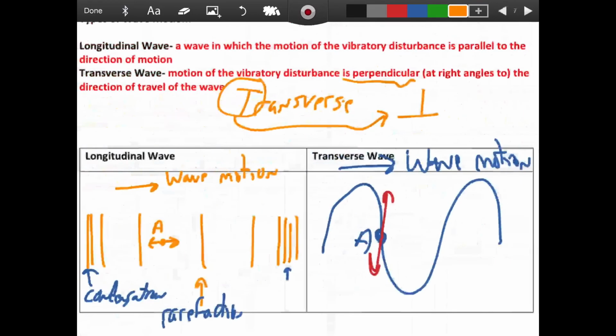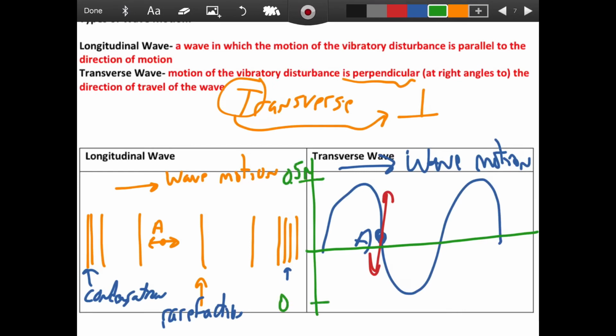And if we go back, we may see an example like this. If this is a transverse wave, we may see it graphed like this, and maybe this is 0.5 meters, and this is negative 0.5 meters. We'll have time on the x-axis. The amplitude is the maximum displacement from the rest position, and the rest position is along the x-axis. So for this example, the amplitude would be 0.5 meters for this transverse wave.